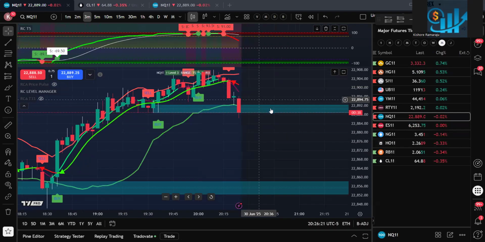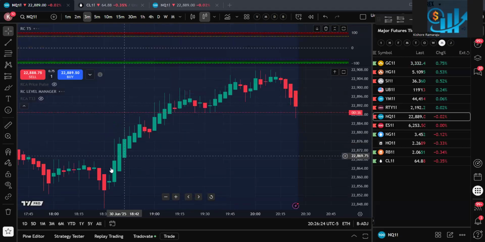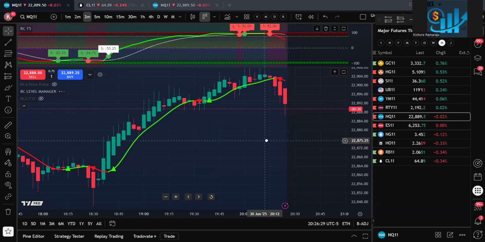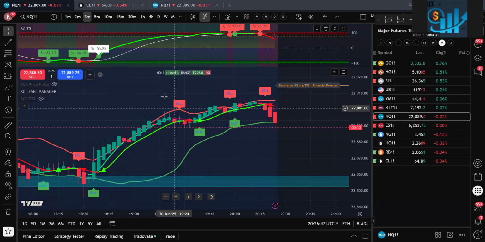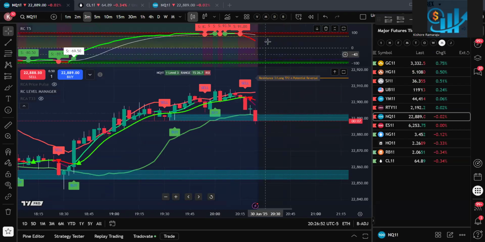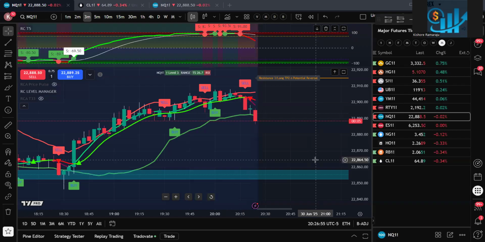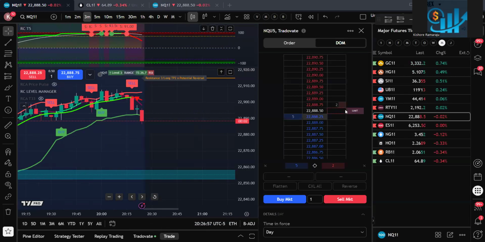QQQ also is looking good. So all these are bullish candles. After all the bullish candles, we got some indication candles. Now these are bearish candles. T5 also we have a nice gap. So we'll go ahead and take some shots with NQ.